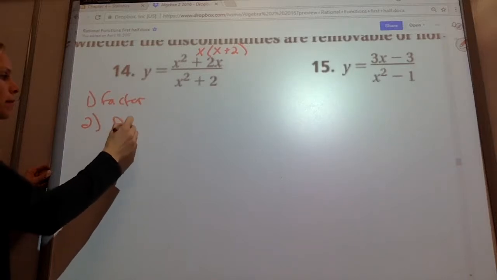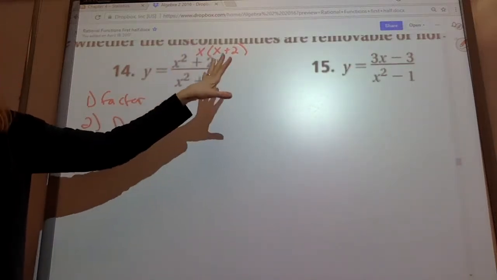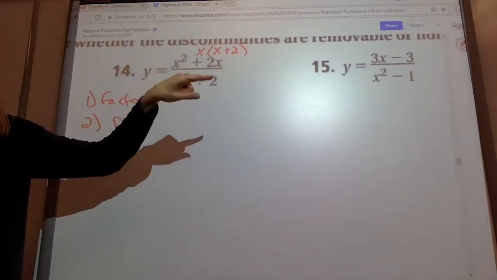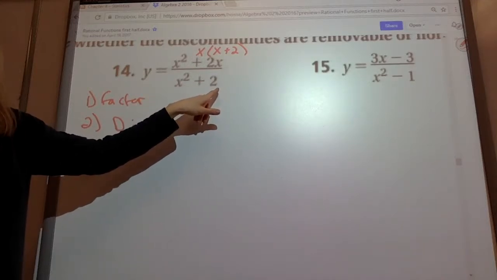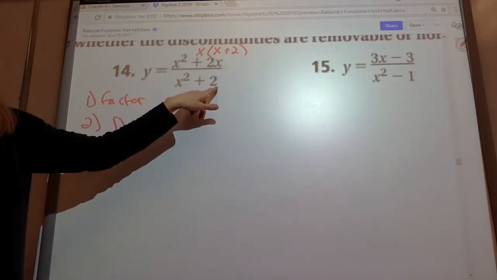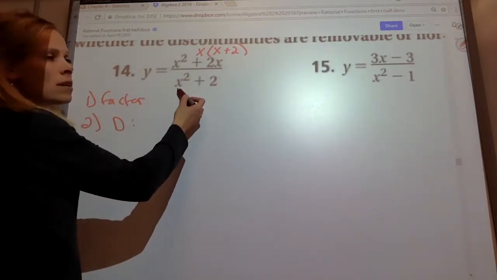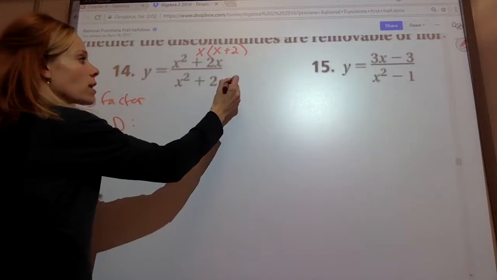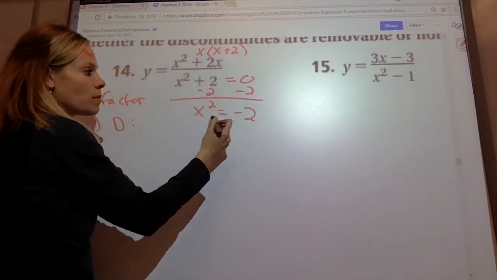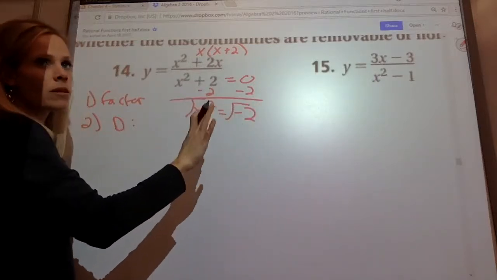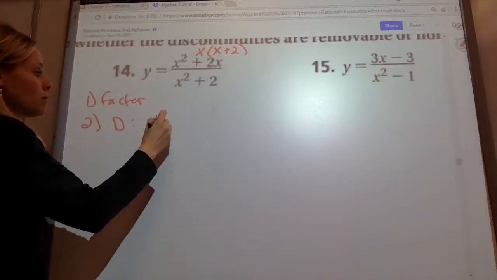Okay, so step 2, domain. So I look at the bottom, right? Because I can have any x value except for an x value that makes the bottom 0. Is there any x value that would make this bottom 0? Can I square a number, add 2, and get 0? No, impossible. You can't square something to get a negative 2. And if you didn't recognize that, I would subtract 2, and then I would realize, oh wait, I'm going to be square rooting a negative number. Doesn't exist. Okay. So domain is actually going to be all real numbers.